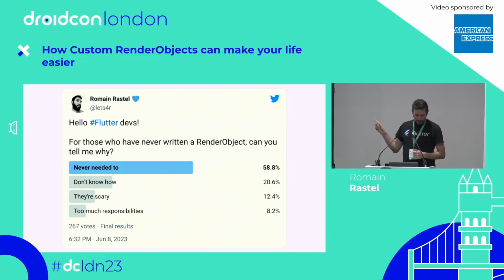In the second poll, I asked developers who had never written their own render object why. A lot of people never needed to or don't know how. So if it's the case for you also, it's completely normal. Around 12% of people are scared of them, and I can understand why. In this talk, I will show you some examples where we needed to create our own render objects in my company, and I hope you will see how they can make your life easier sometimes. And for those who are afraid of them, I will try not to make you more afraid.